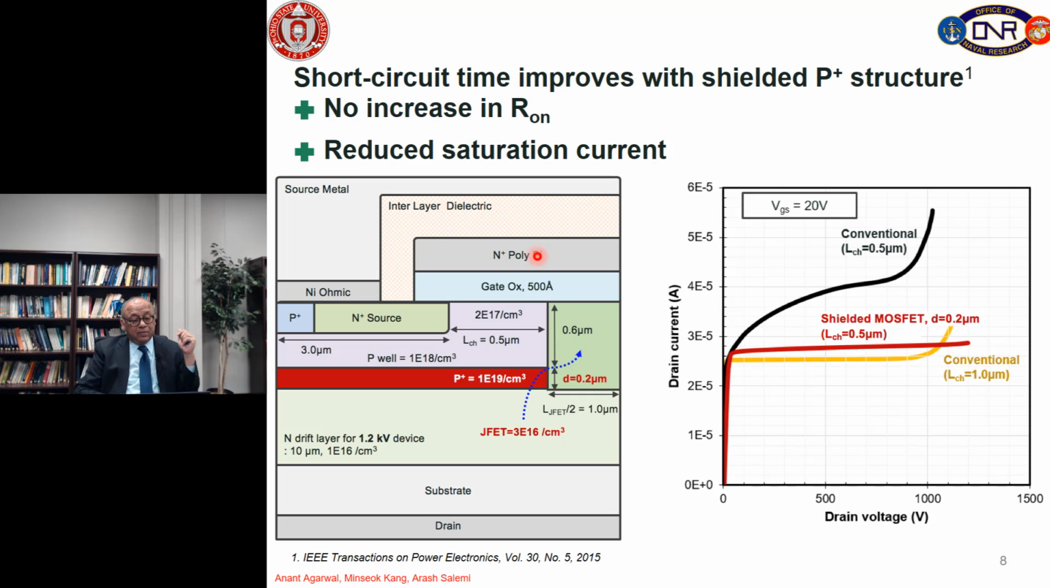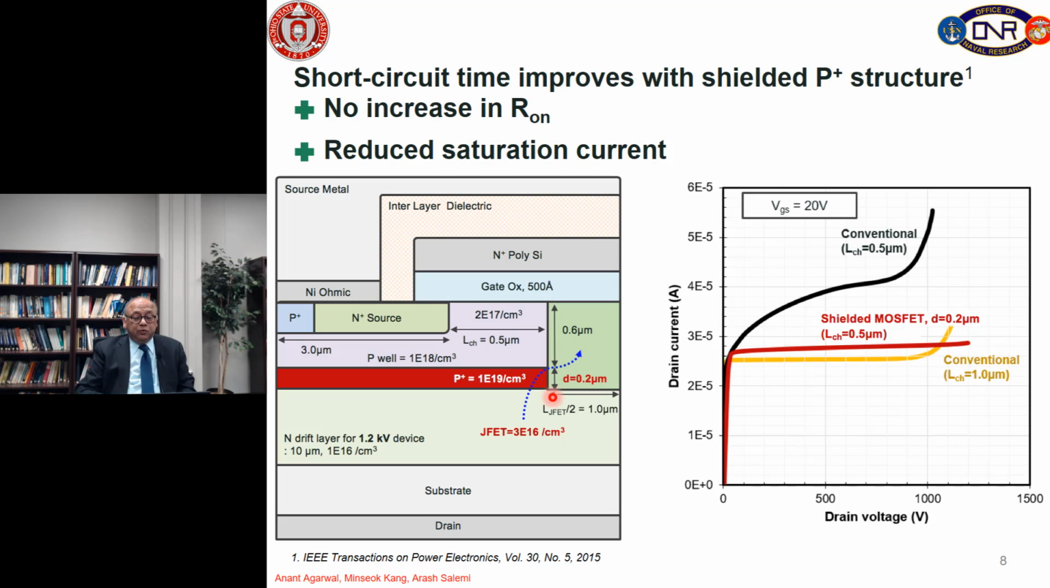So, here is an idea. This is not our idea, this has been published by other people. We have given you one reference down here, and this is called the shielded P plus structure. What we have done is taken the same structure, but all we have done is put this P plus layer at the bottom of the P well, which is highly doped, 1E19 per centimeter cube, and now this thickness we can play with, right. Nothing else has changed, everything else is the same.